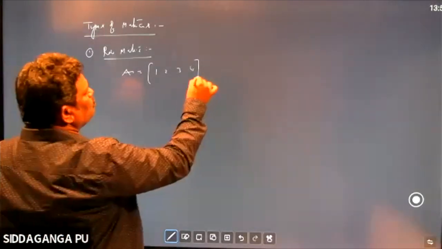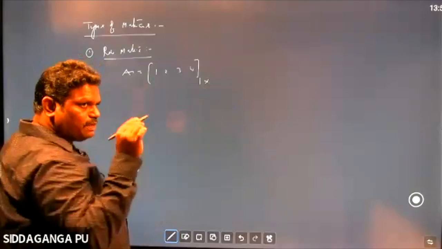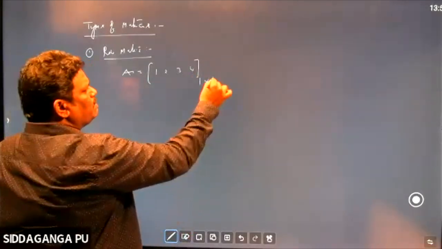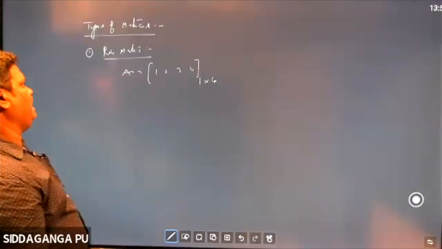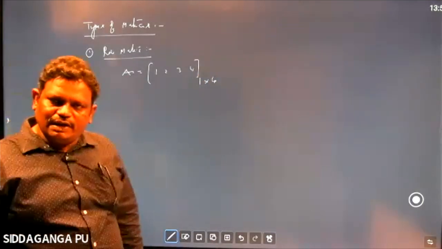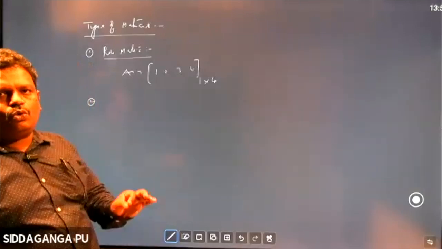So for a row matrix, the number of rows must be 1. Here columns are 4, so 1 by 4 is the order of this matrix. So a row matrix means a matrix that has only one row.